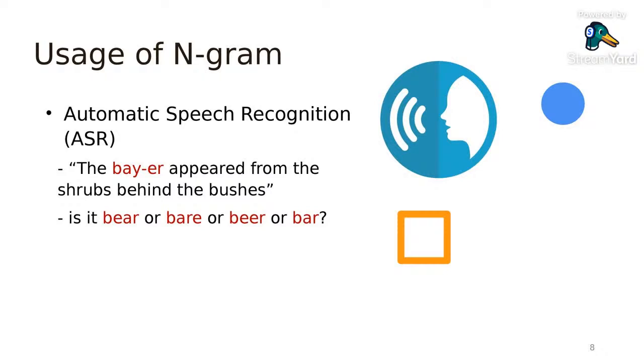Let's say the sentence is "the bear appeared from the shrubs behind the bushes." Now here the confusing word is "bear". It can be a dilemma whether it is bear or bar, whether it is an adjective, noun, verb, and so on. So in that particular case, if I know the meaning of the sentence, then I would be able to call out that yes, this particular confusing word can be a bear, which is an animal.